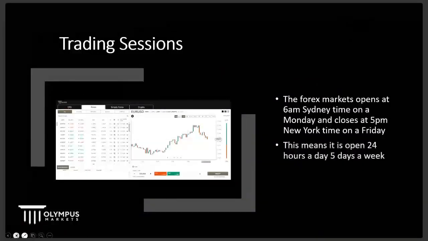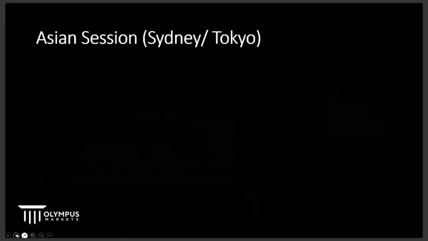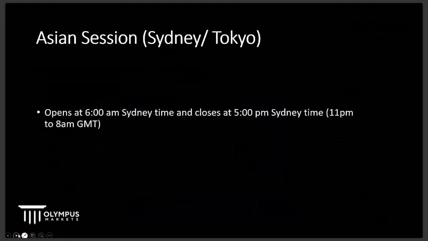And because, like I say, we're not awake 24 hours, it's actually split into 3 main trading sessions. The first session is the Asian session, which really involves Sydney and Tokyo. This opens at 6 a.m. Sydney time. It closes at 5 p.m. Sydney time. So basically 11 p.m. Sunday night GMT to 8 a.m. GMT on the Monday morning.